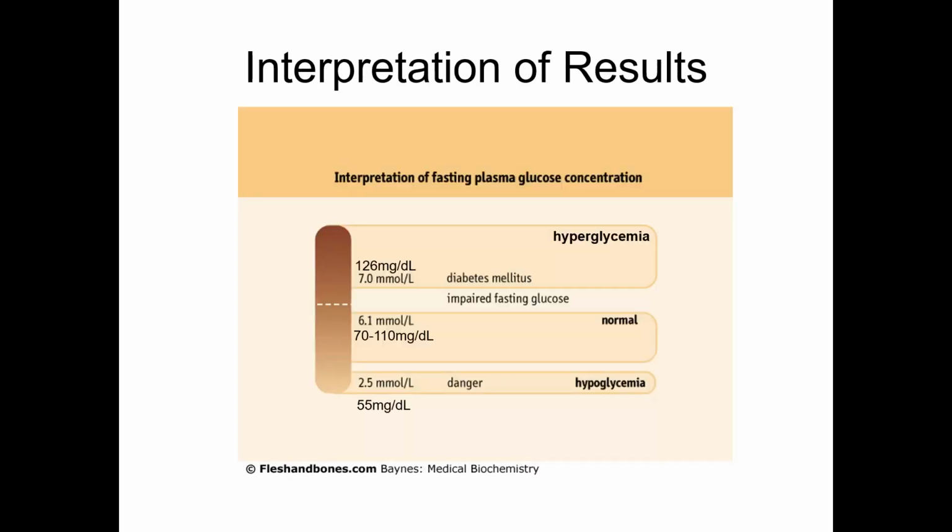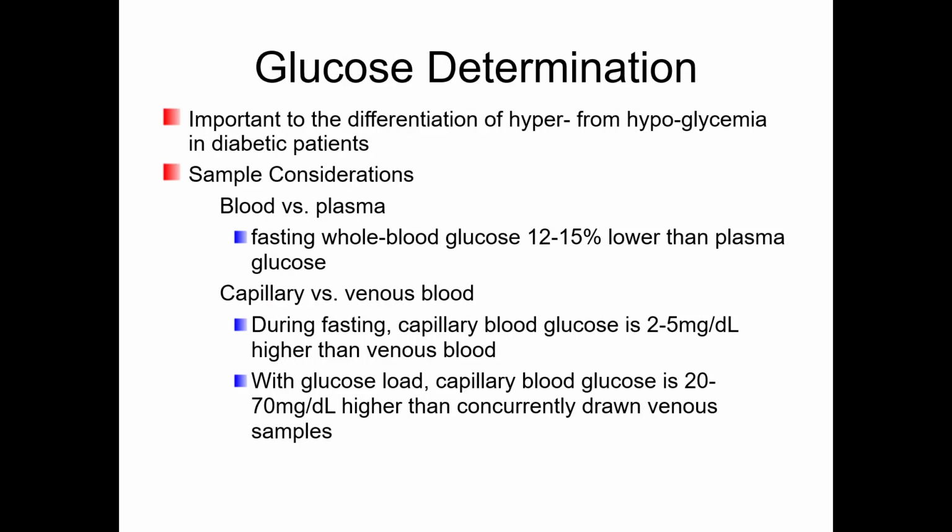So this is just a summary table that you can review showing the different levels and whether it's considered hyperglycemia, hypoglycemia, or normal. So normal blood glucose would be 70 to 110 mg per deciliter for fasting plasma glucose concentration. It's important to the differentiation of hyper from hypoglycemia in diabetic patients.